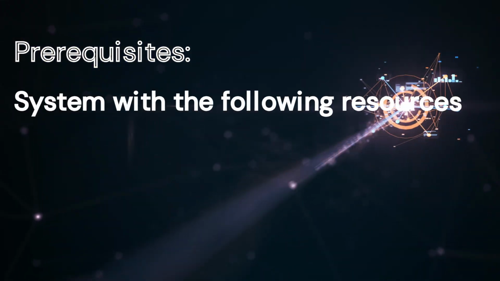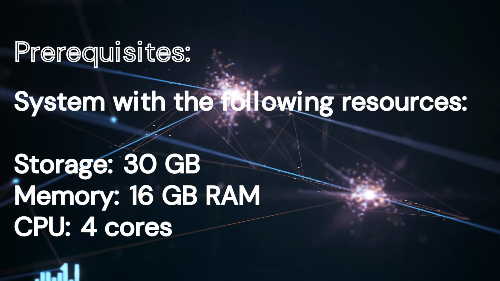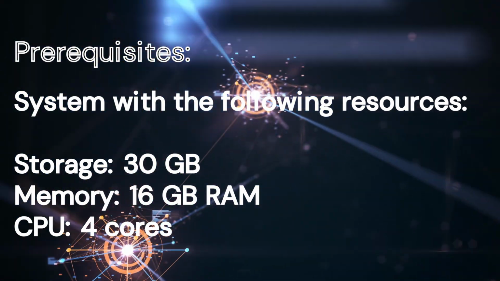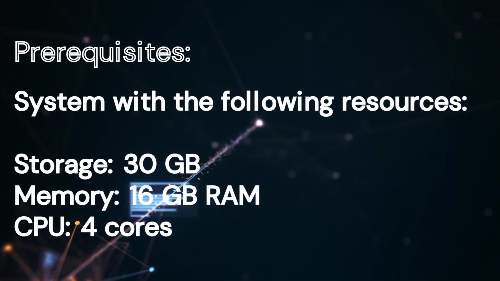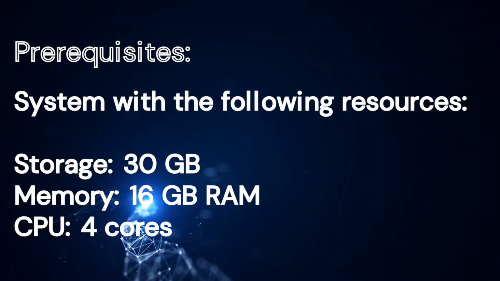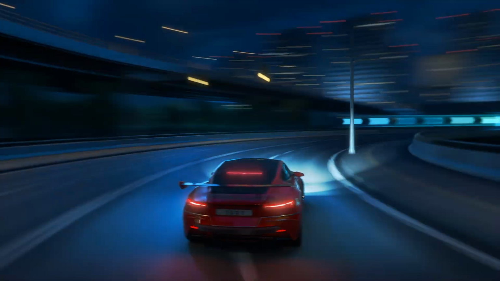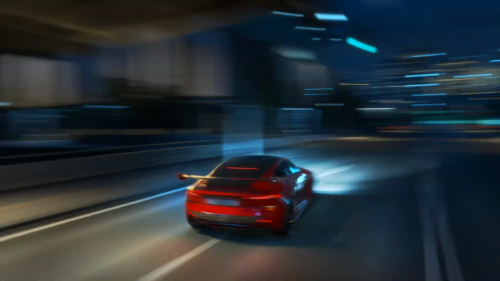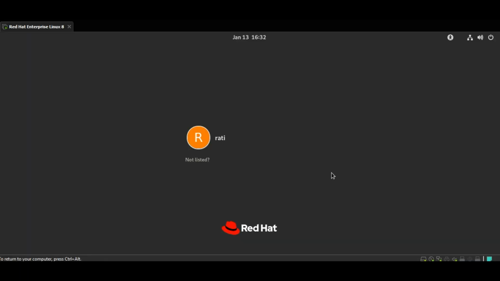Second, the server or system should have the following resources: storage minimum 30 GB, memory 16 GB RAM, and CPU must be 4 cores. If you have all these prerequisites, we are well and good to start this demonstration. Let me show you my system, whether I have all this or not.